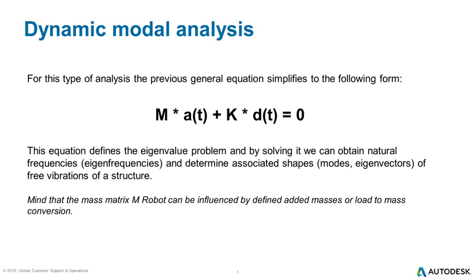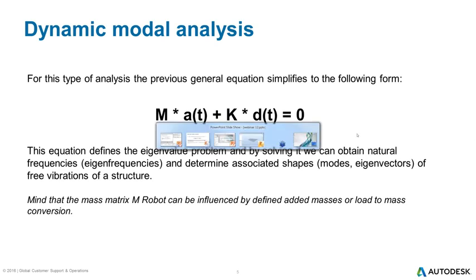In dynamic modal analysis, this equation simplifies to the form shown on this slide. This equation defines the eigenvalue problem, and solving it enables us to calculate natural frequencies, also known as eigenfrequencies, and associated shapes of vibrations called modes or eigenvectors. The mass matrix M in this equation corresponds in Robot to self-weight, added masses, and load to mass conversion. Let's look at the example of a flat slab supported by linear supports at its outer edges and some nodal supports standing for columns.